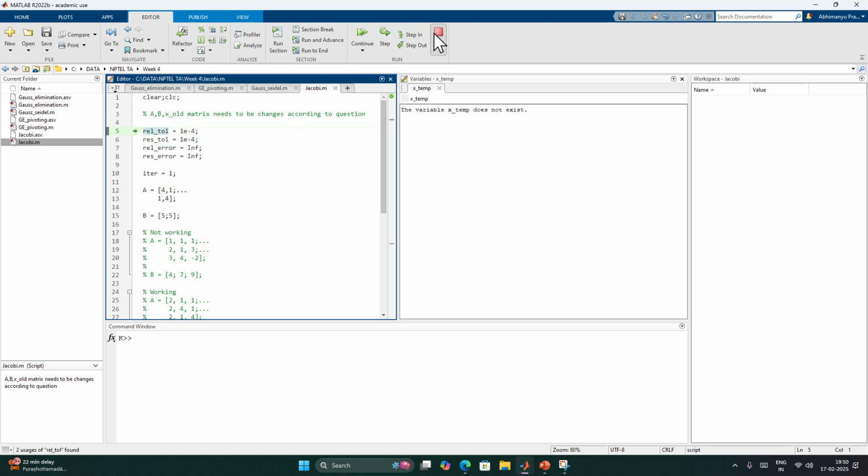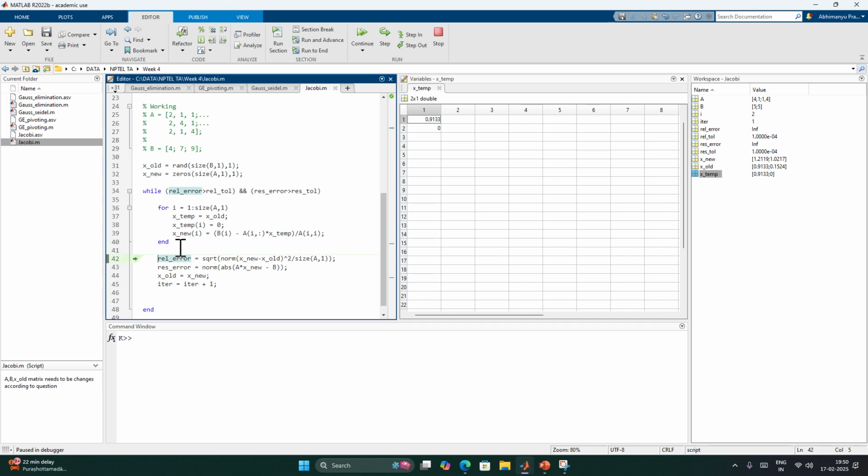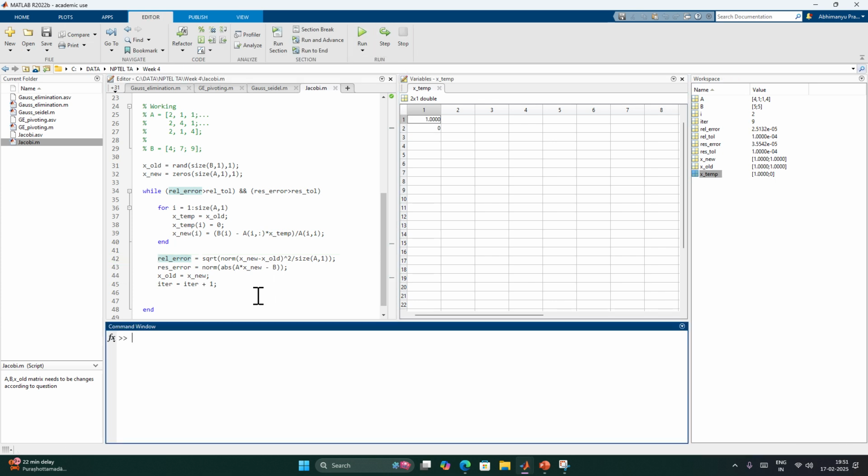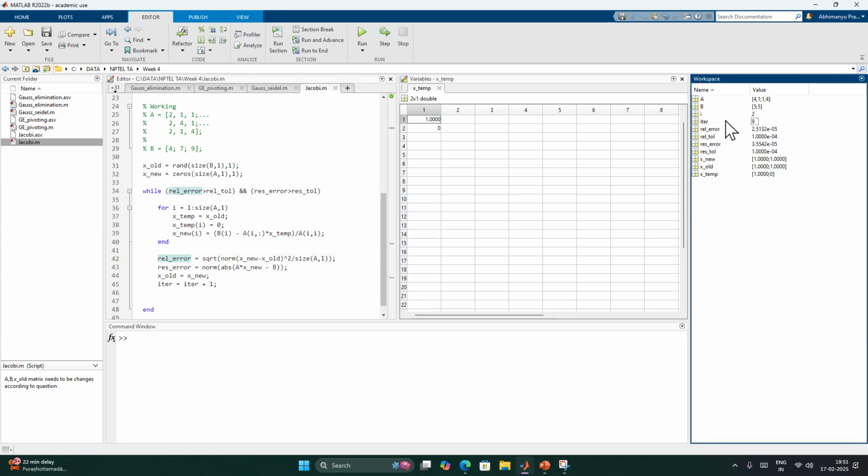I think I ran the problem again, sorry. So after nine iterations, we can see that the problem converges.